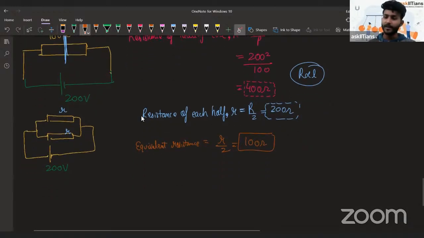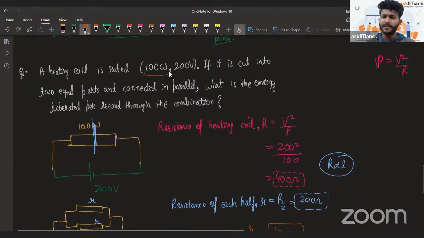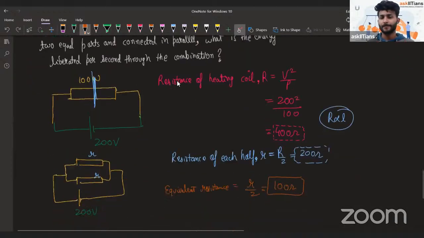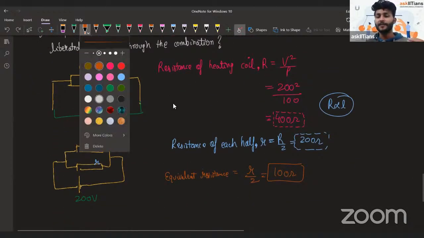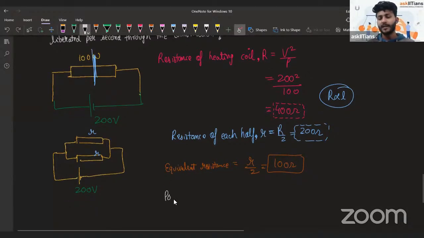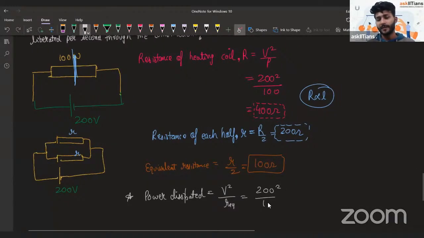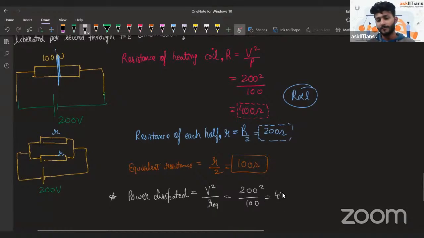The situation that we have over here is, in the question it was given 200 volt. That is why we are taking it. In the question it says 100 watt when 200 volt is there. So guys, finally, if we have got this equivalent resistance, it's 100 and we have connected it to a 200 volt source. Can you imagine that power dissipated is going to be V square by R equivalent, which is 200 square divided by 100, which is 400 watt.